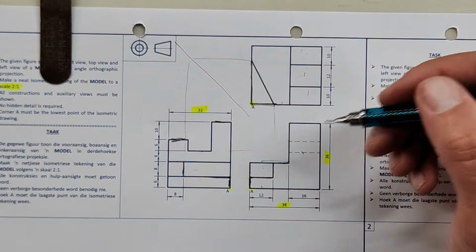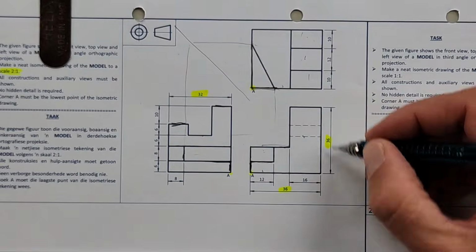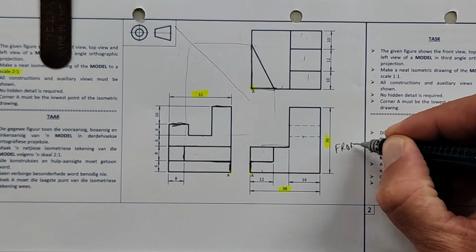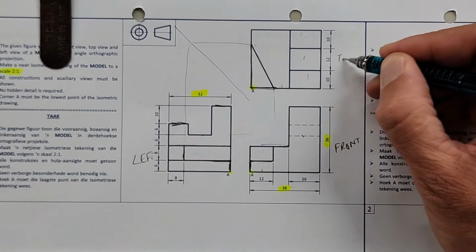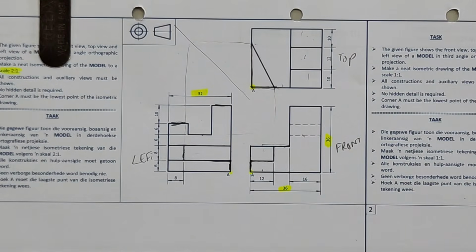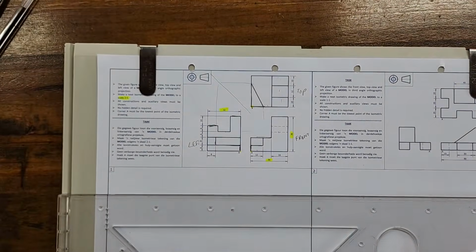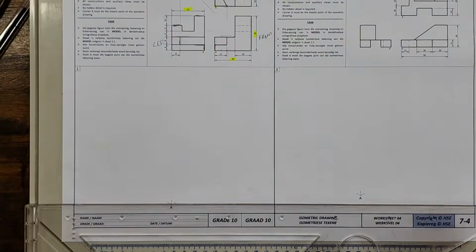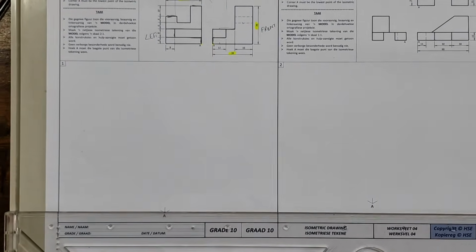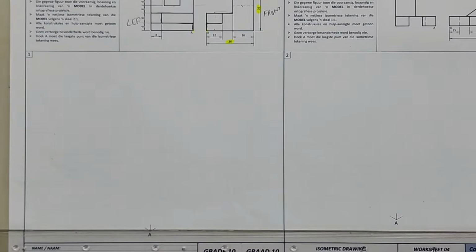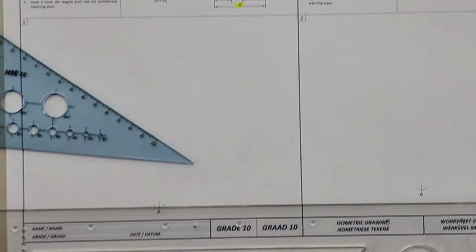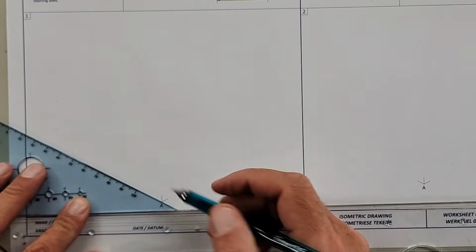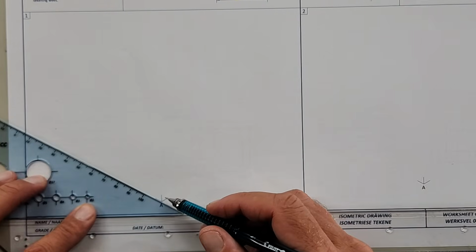Good. Once you have that, we need to start. So this is our front view. That's our left view. And our top view. Now if I go to the bottom here where they've given us the starting point, the first thing you do in isometric is you're going to do your 30 degrees. Make sure your page lines up.